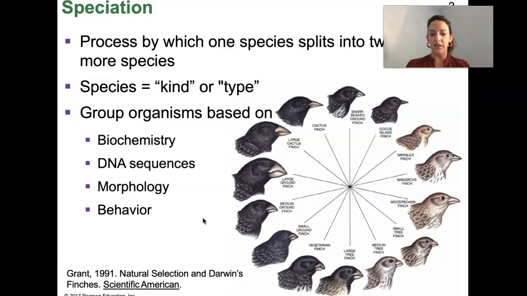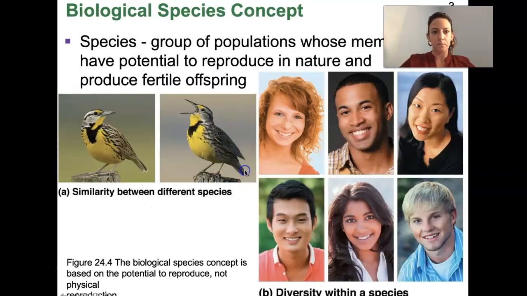So here is a bunch of Darwin's finches. And how do we say when this large cactus finch here is a different species than this large ground finch? They look pretty similar. One has a little bit bigger beak, right? But all of these things go into what is considered a species. And so it's actually not a simple concept, and one that's a source of arguments between a lot of scientists.